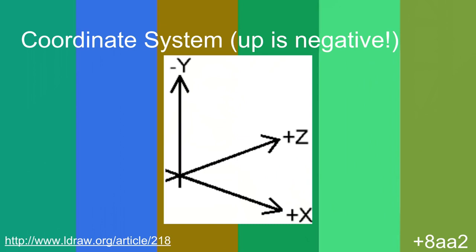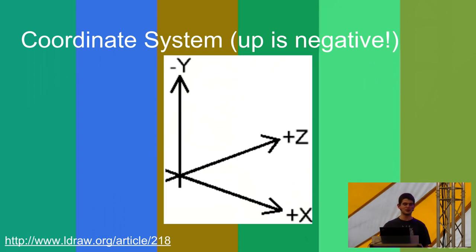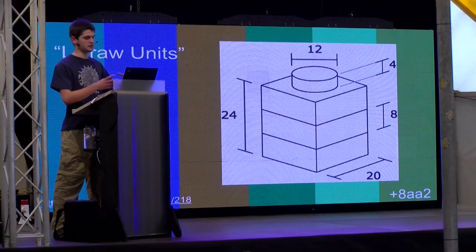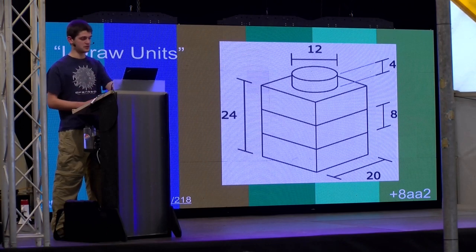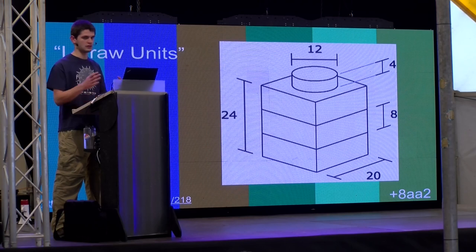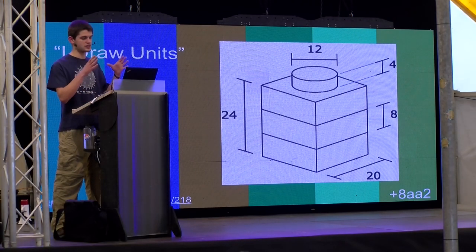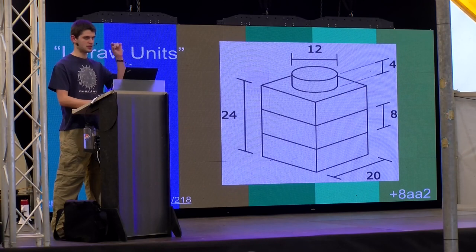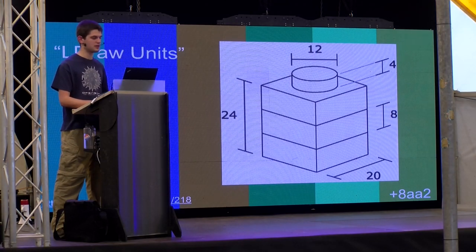So this system has some coordinate system for representing where things are. We have decided that negative y is going to be up. That throws me off all the time. We also have to decide some units for how big things will be. And it turns out that LEGO parts are perfectly divisible, that the actual units are perfectly divisible by this ratio. And so we've decided that one stud is going to be 20 LDraw units wide, a brick is going to be 24 LDraw units high, the stud itself is going to be four units above that.